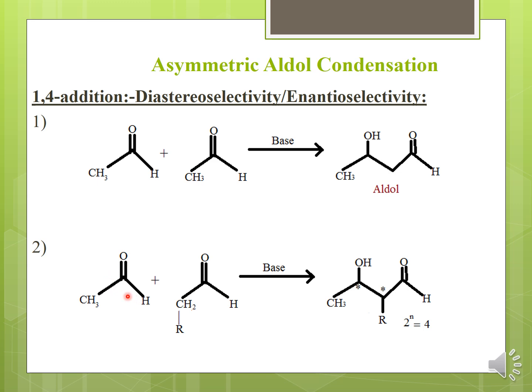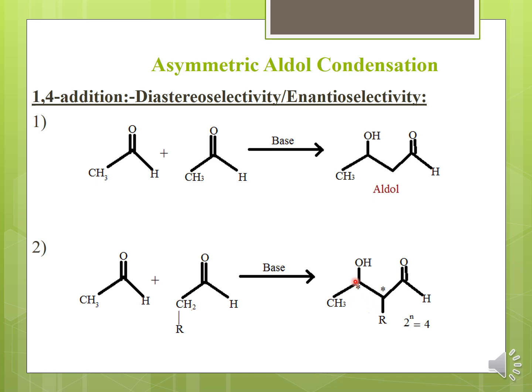In this, again you are taking two molecules of an aldehyde, and in the presence of a base you are generating an aldol. Okay, so here also, if you see, there is generation of two chiral atoms. Here we are showing it in the form 2 to the power n. N will represent the number of chiral atoms present in that respective product.